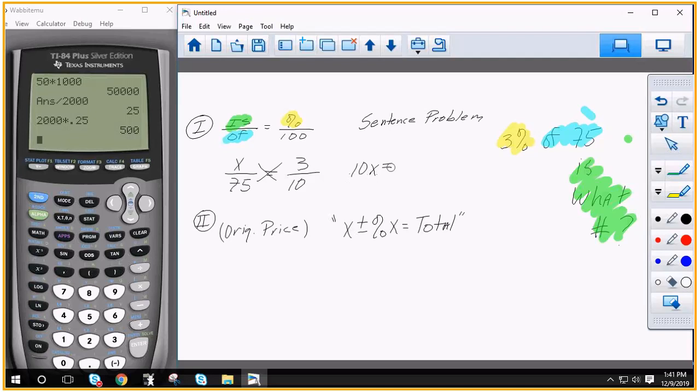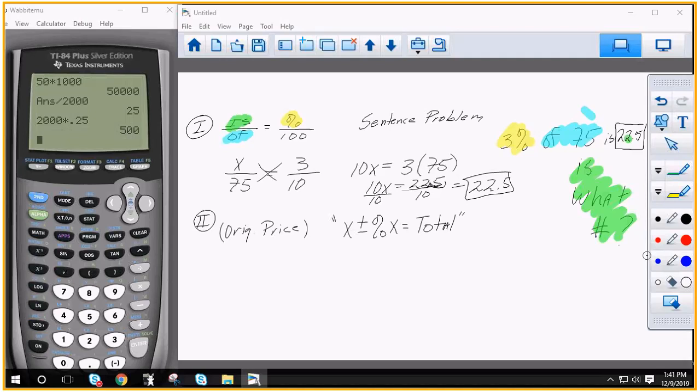100x is equal to 75 times 3. Well, 3 times 75, if you got 3 people with 75 cents, 75 and 75 is $1.50, and then 225. So 100x is equal to 225. Divide by 100, we can use our trick and move two places to the left, 2.25. So 3% of 75 is 2.25. And that's another sentence question.